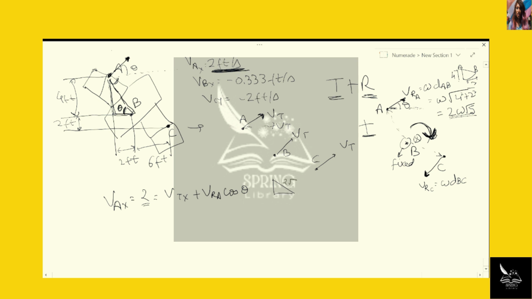We have already figured out this length is 2 root 5. This is 4. This is 2. Then cosine theta, and this is our theta from the right angle triangle we just drew. So cosine of theta is base over hypotenuse. So it's 2 over 2 root 5. So it's 1 over square root 5. Then our equation 1 is 2 equals VTX plus 1 over square root 5, that is the cos theta, times VRA, which is 2 omega square root 5. So square root 5 cancels, and this gives us our first equation.